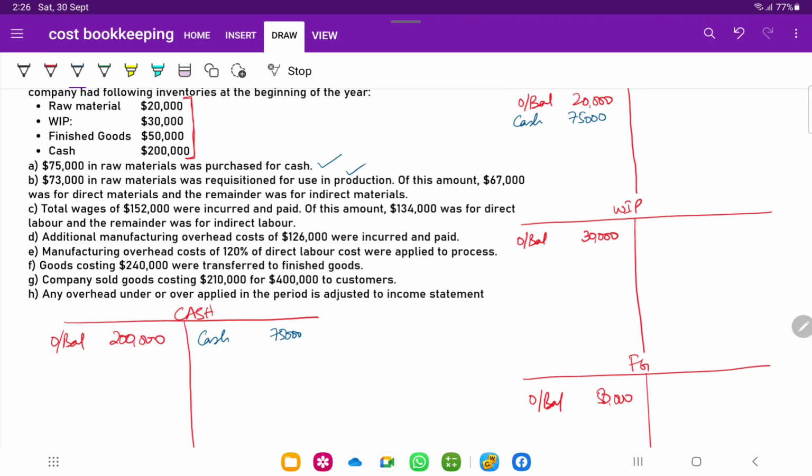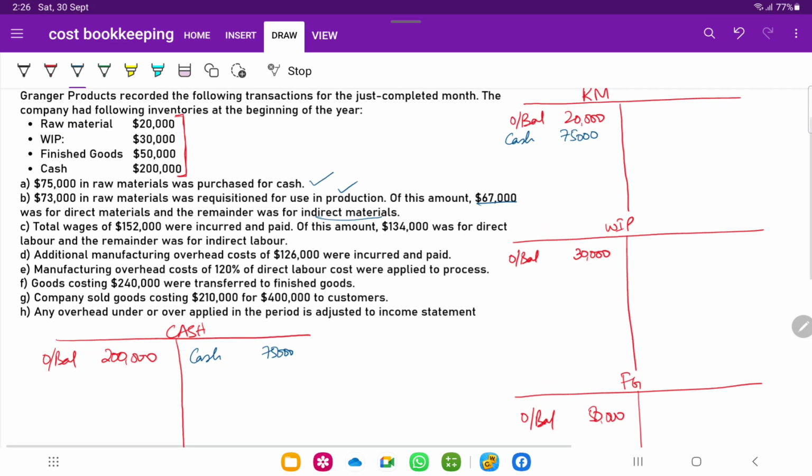Then 73,000 of raw material were issued. 67,000 was direct material, and the remainder was indirect. So out of the 75,000, 67,000 will be issued as direct material. So that will become part of work in progress. So we will make a debit entry here, 67,000, and there will be a credit entry of 67,000 here with the reference of work in progress.